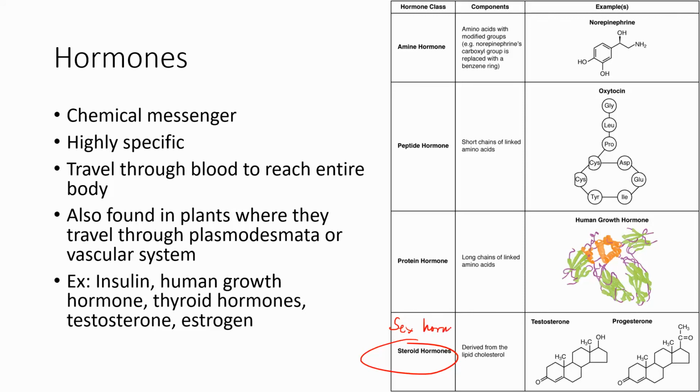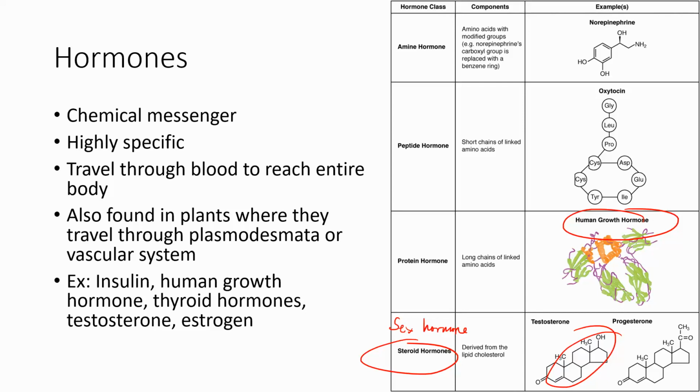They are made ultimately from cholesterol, and they have that same kind of fused ring structure that cholesterol does. They are hydrophobic. They are capable of passing through cell membranes, whereas proteins, especially large proteins like human growth hormone that you see here, are not hydrophobic, cannot pass through the cell membrane, and therefore have to interact with a receptor somewhere on the surface.